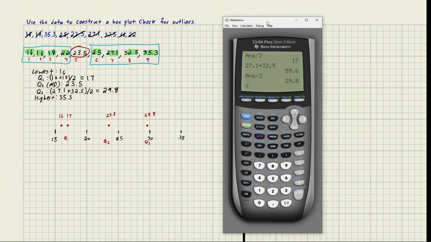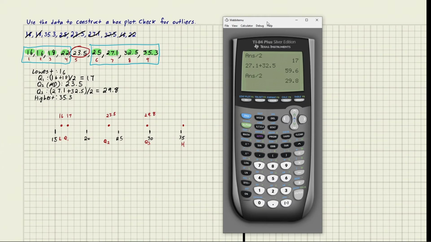29.8. And then our highest value is 35.3. That's going to be just past 35. Right here. And this is our highest. So you could put highest underneath and maybe lowest for the 16.